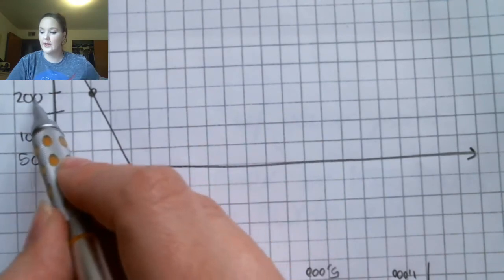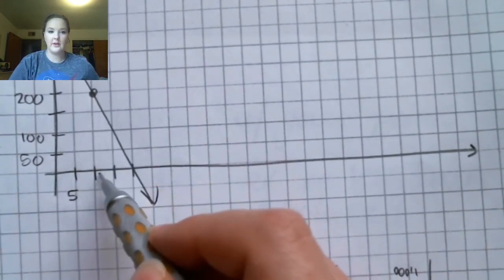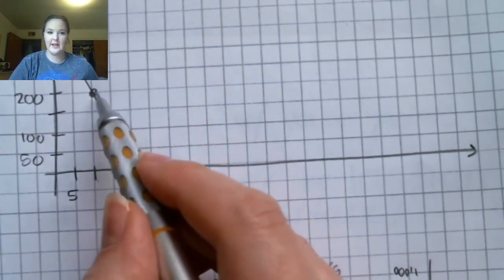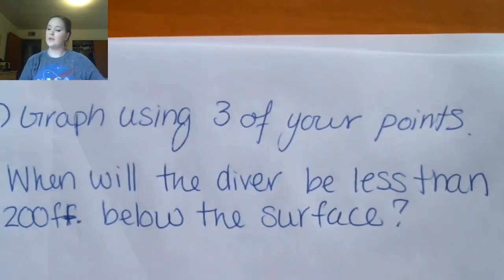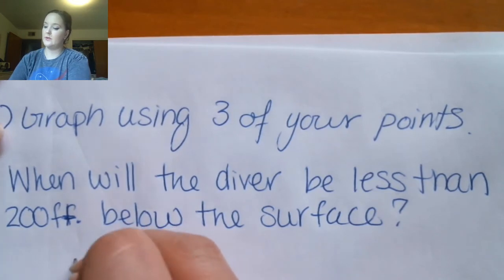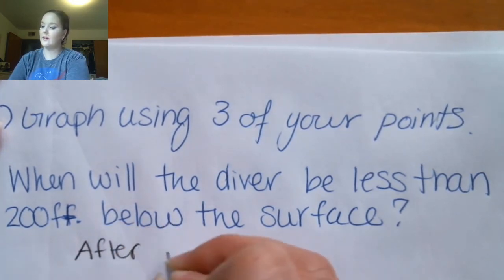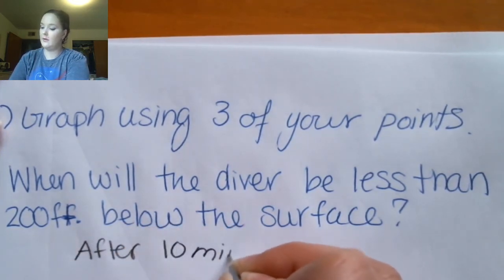You could also see it from the graph. So here's where you hit 200, and you can see that that's after 10 minutes. And after that, his depth is less than 200. So when will his depth be less than 200 feet? We would say after 10 minutes.